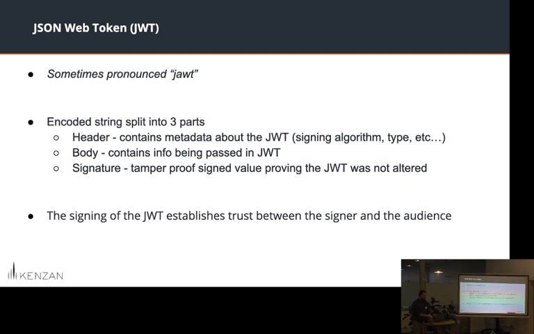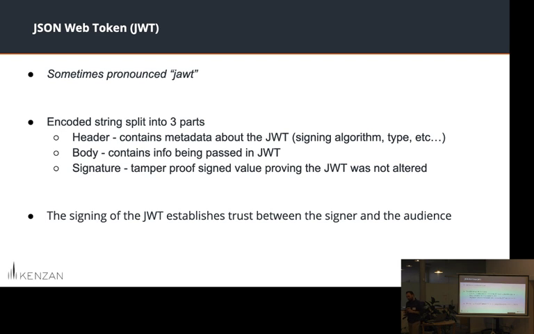A JWT is an encoded string. It's actually three parts, and the three parts are separated by a period. There's a header, a body, and a signature. The header is just typically what this JWT is, what algorithm it was signed with, or what type it is. The body is the actual payload. That's the user profile information. Again, this is a JSON string, JavaScript object notation, but it's encoded. It's like base 64 encoding or something like that. And so that body is going to be a JSON object, key values.